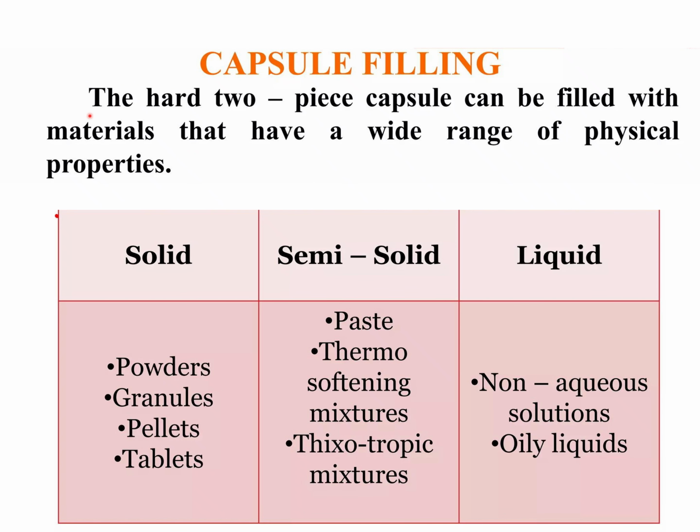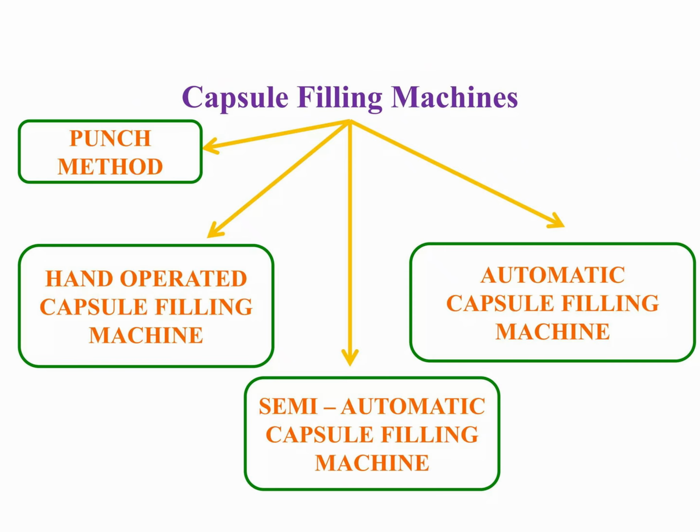Now we have prepared the capsule shell, we have the granules. Now our main task is capsule filling. The hard two-piece capsule can be filled with material that have a wide range of physical properties. So solid can be filled, semi-solid can be filled, also the liquid can be filled here.